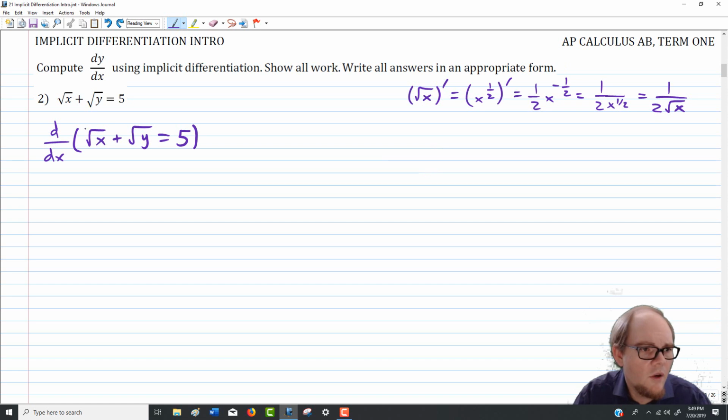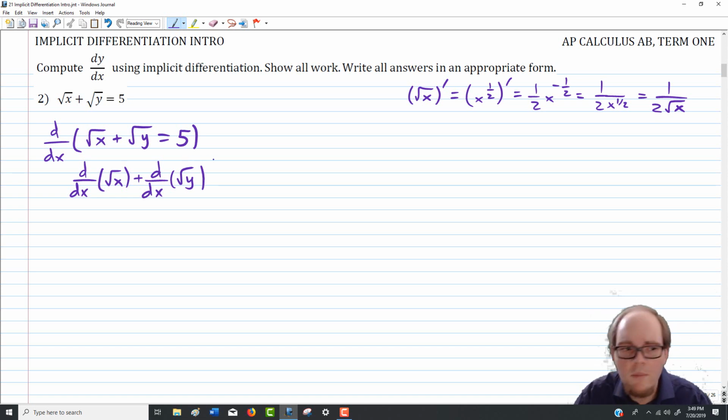So with this in place, when we go to differentiate, again, I'll break it down really carefully, more so than I think I even did in the written solutions. We'll take the derivative with respect to x of square root of x, the derivative with respect to x of square root of y. That's going to be where the implicit work comes in. And it's all equal to the derivative with respect to x of 5.